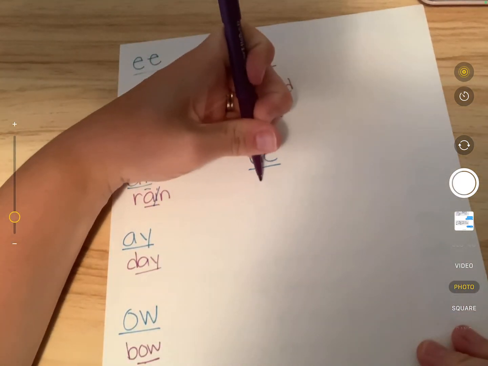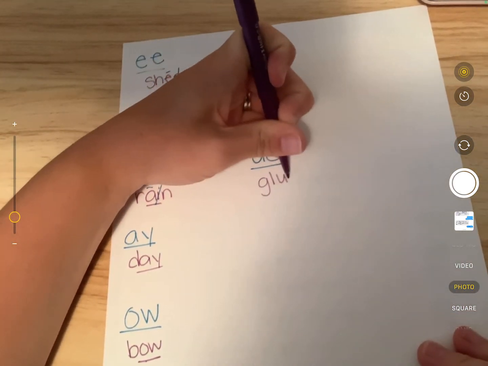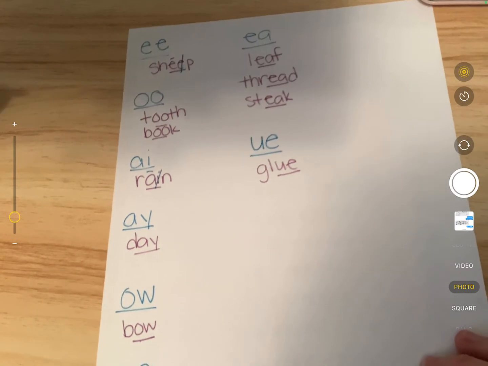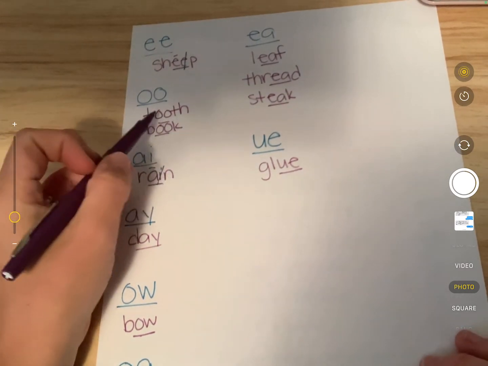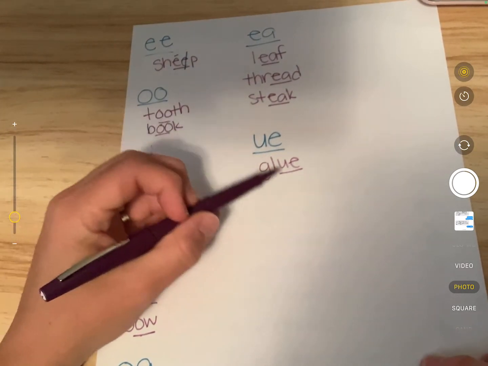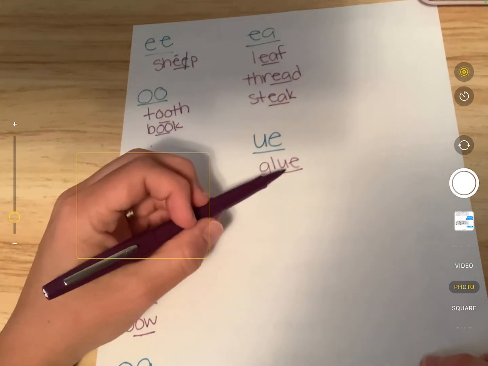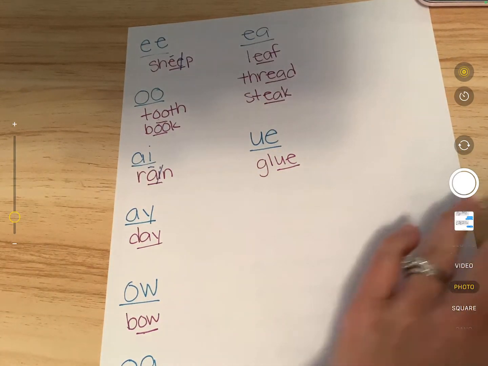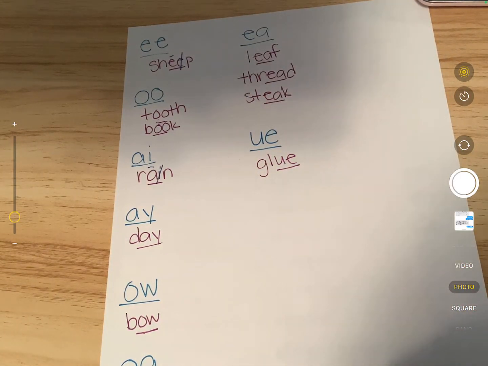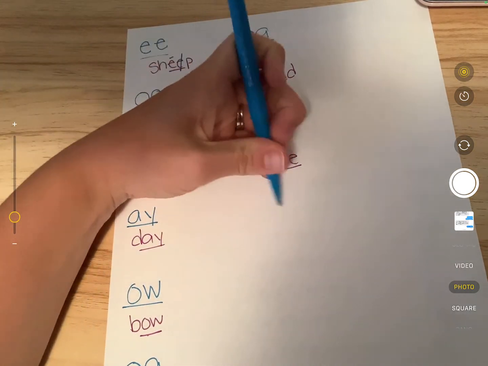UE says ooh, like glue. It's the same as the OO sound in tooth. They sound very similar. Tooth, glue. Both sound the same. All right, next.